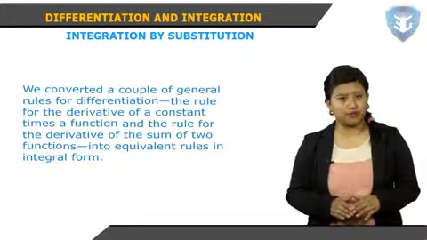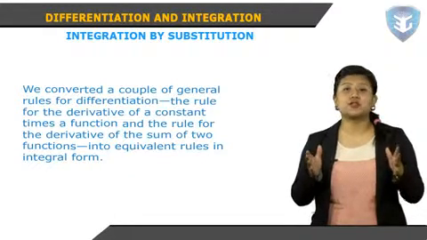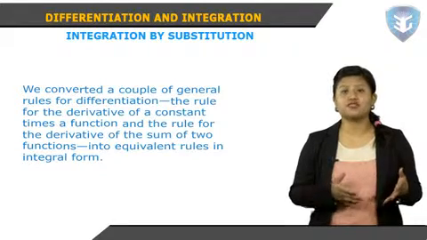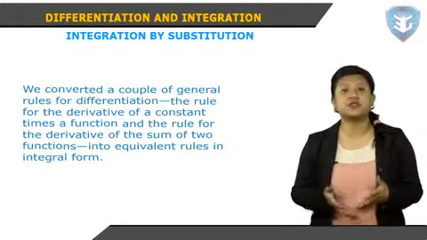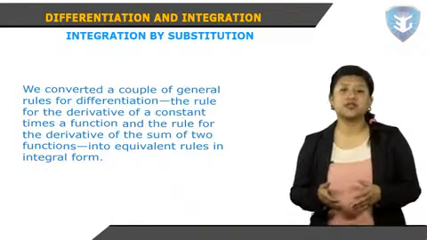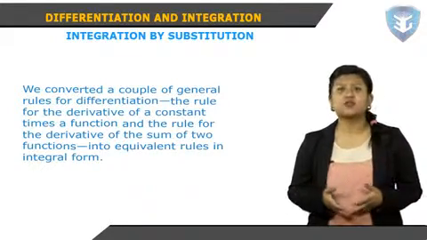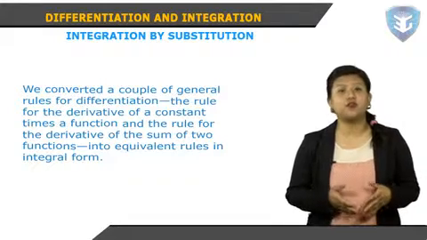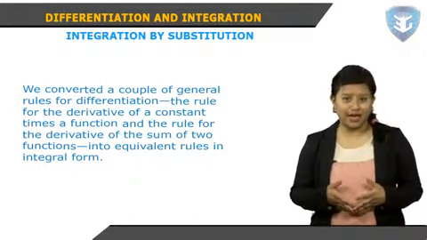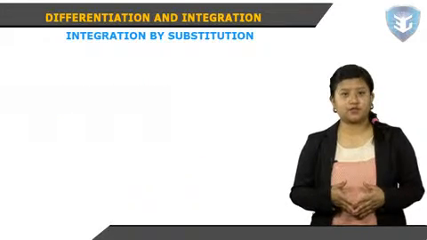Integration by substitution. We converted a couple of great general rules for differentiation, the rule for the derivative of a constant times a function and the rule for the derivative of the sum of two functions, into equivalent rules in integral form. In this chapter, we will develop the integral form of the chain rule and see some of the ways this can be used to find antiderivatives.